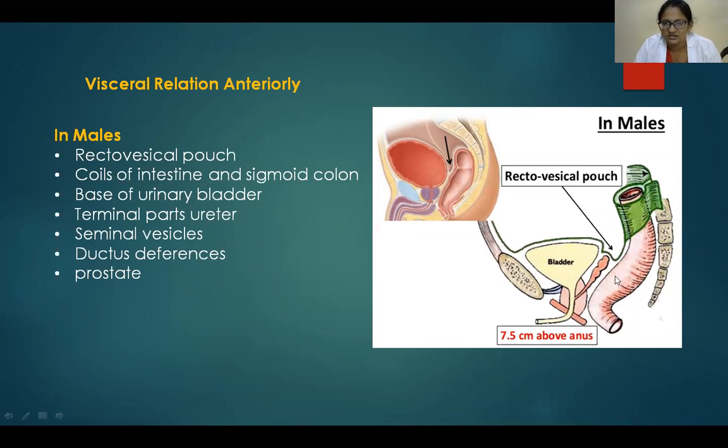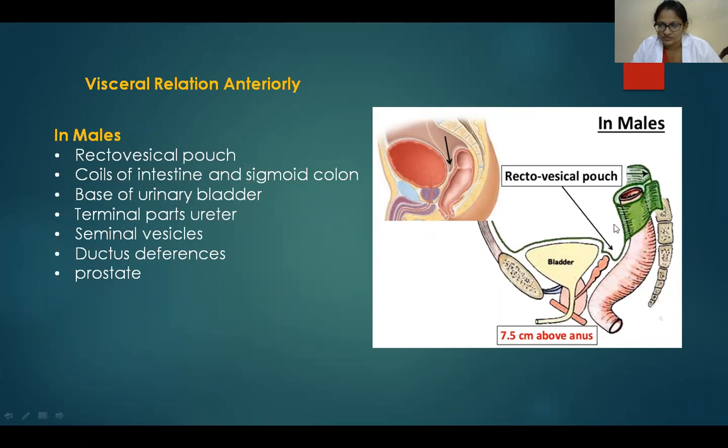See, this is the rectovesical pouch. It is nothing but the peritoneum which is reflected onto the base of the bladder, and it forms a pouch. This is called the rectovesical pouch, also called Denonvilliers' pouch. This rectovesical pouch consists of sigmoid colon.